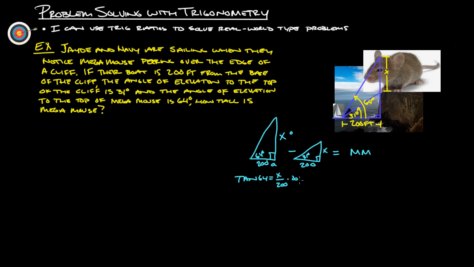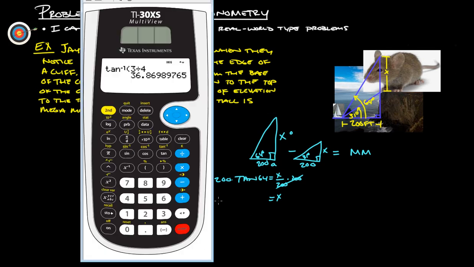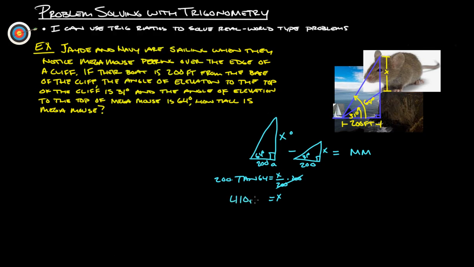So multiply both sides by 200, right? And we get x is going to equal whatever 200 tangent 64 is going to be. 200 tangent 64 gives us 410. So 410 from the base of the ship to the top of Mega Mouse.